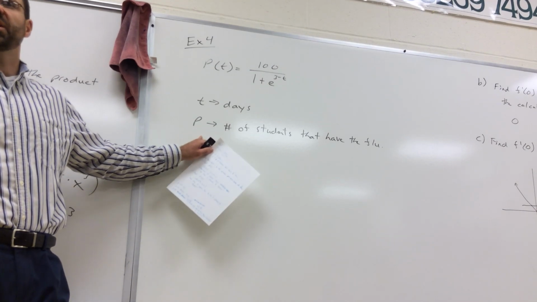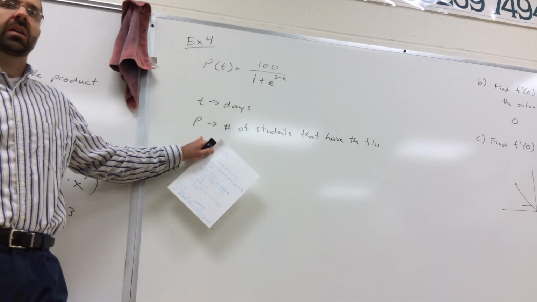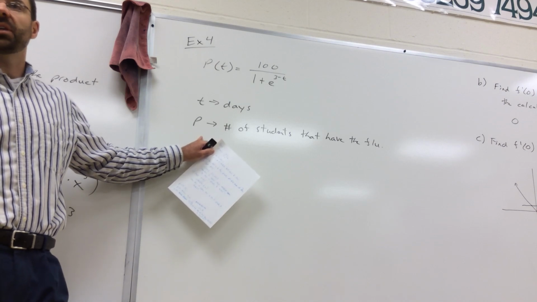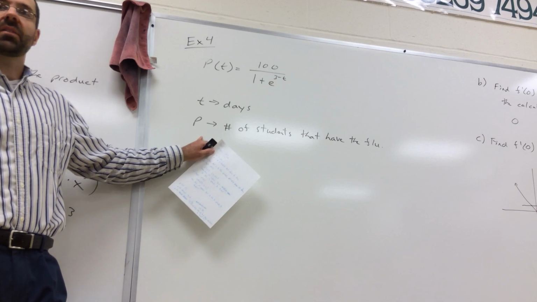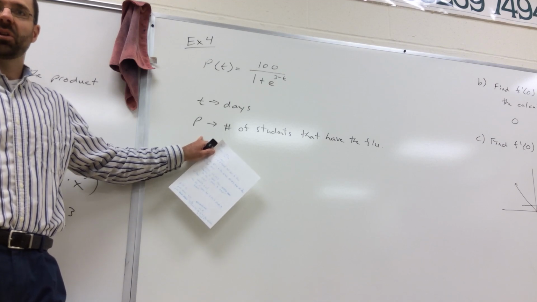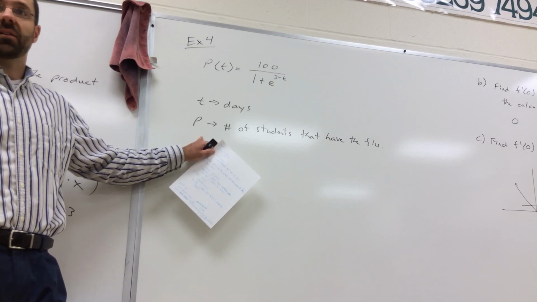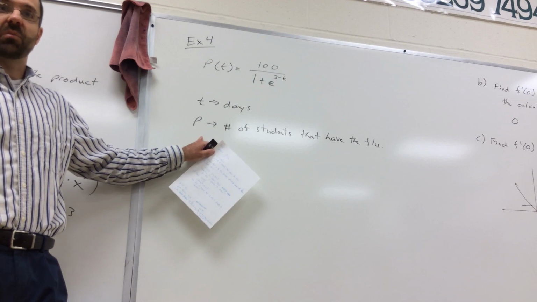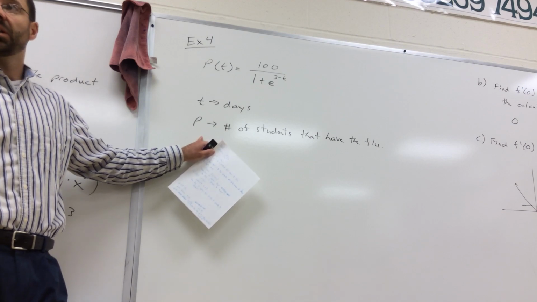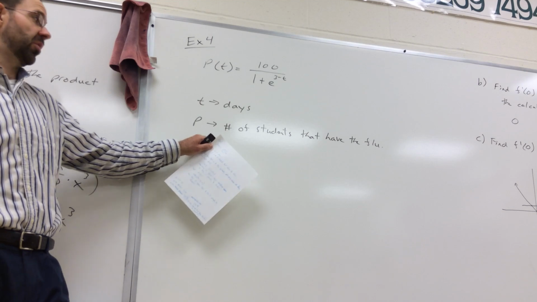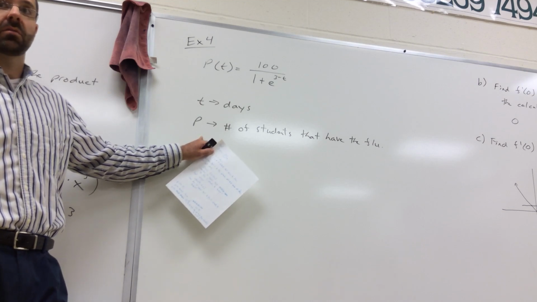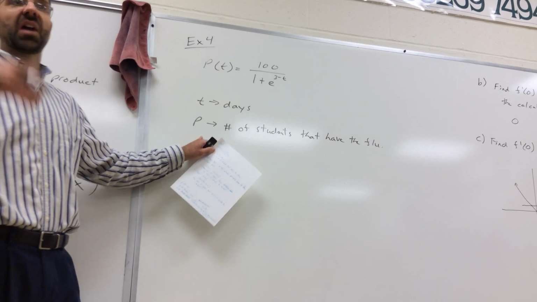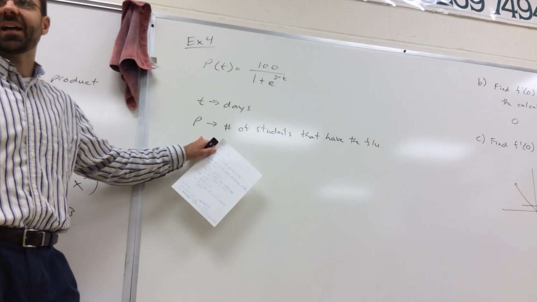Okay, so if you plug in 5 into this function, when you get a number out, it tells you how many people have the flu on the 5th day. And then if you plug a 7 into the function, it'll tell you how many people have the flu on the 7th day. So it just outputs the population that has the flu.